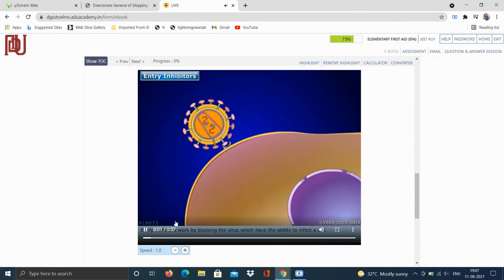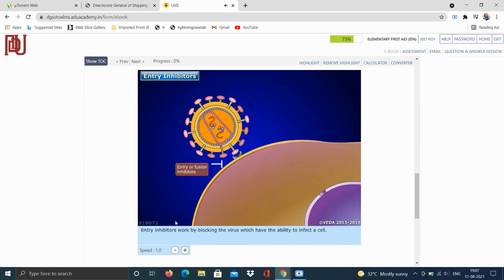Entry inhibitors work by blocking the virus from infecting a cell. There are two general types of entry inhibitors: fusion inhibitors and attachment inhibitors.